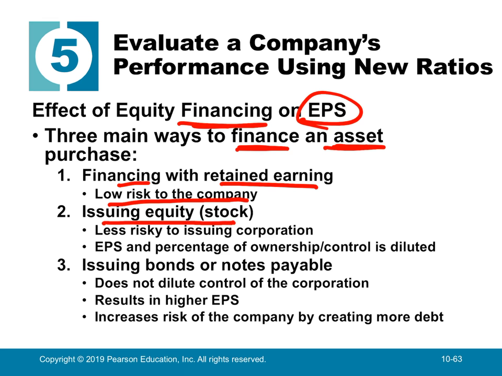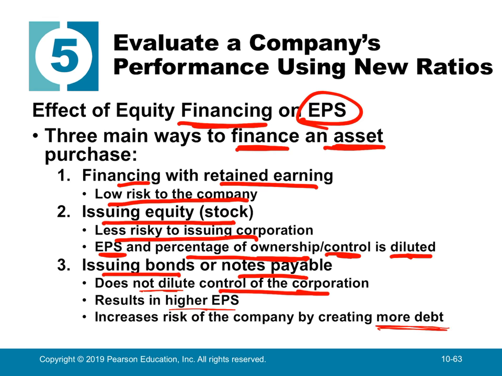Another option is we can just issue more stock. This is less risky, but our earnings per share and the percentage that we own or control becomes diluted because we're issuing more shares. The other option is to issue bonds or a note payable. We don't dilute control of the corporation because we're not issuing new stock. We have higher earnings per share, but we're creating more debt and interest payments. Now we have debt and interest payments, so we're increasing the risk of the company.